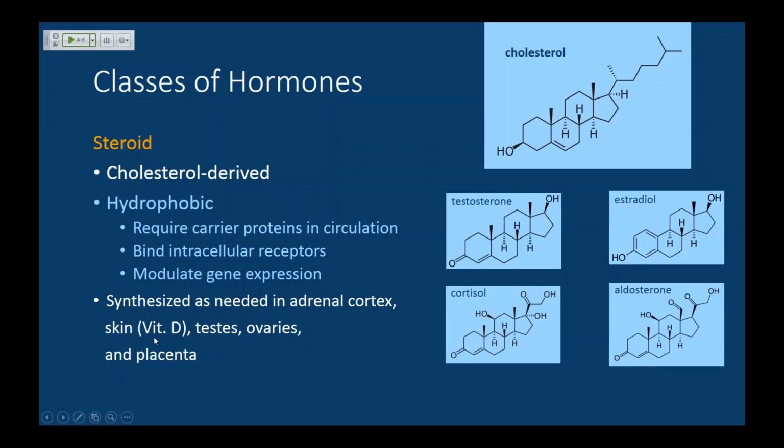So I say the adrenal cortex secretes steroids. The skin is responsible for the production of vitamin D. The testes and ovaries and placenta also secrete steroids.